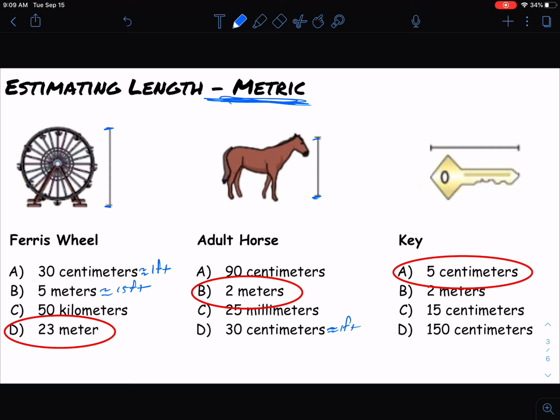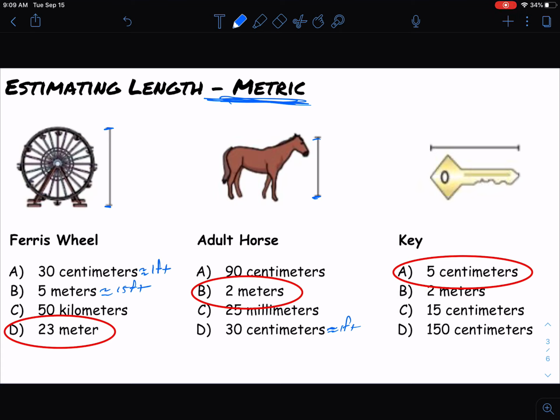So it's right around a yard, 1 yard. That's still too short. And 25 millimeters is about the thickness of somebody's wallet. That's a really tiny horse if you get one 25 millimeters tall. The last example is a key.